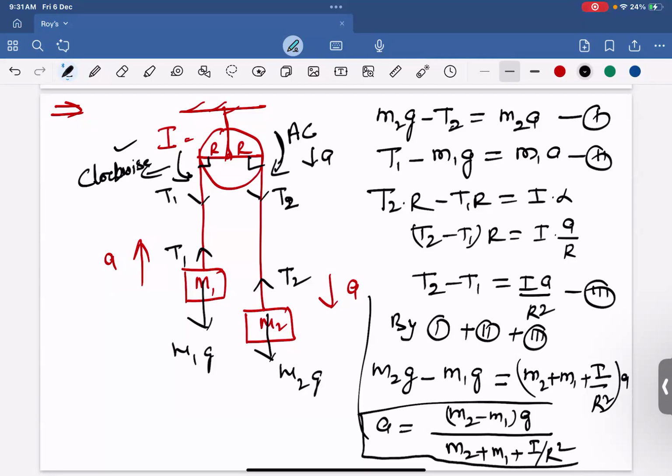So in case of two blocks, you have to use this concept. Don't remember this formula, just try to understand this. Okay, sir. Yes, sir. Done.